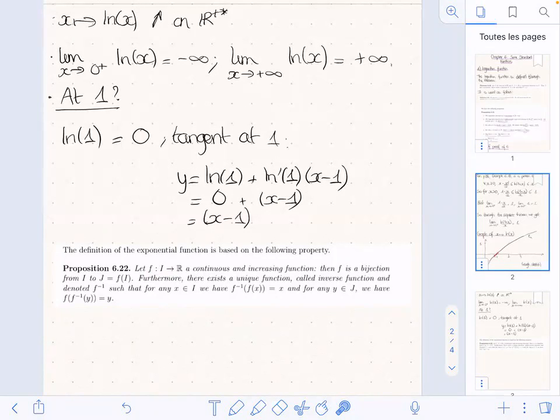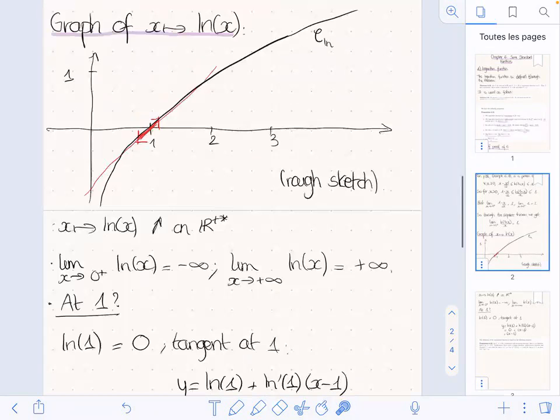So if we take a continuous and increasing function f, then one thing that you know, based on things that you've defined in Math 0, is that f is a bijection from I to the interval J equal to f of I. So for example, the logarithm function is a bijection from R plus star to R. Okay, the logarithm function maps all positive values to values across the whole of the real line, and it's a bijection in doing so.